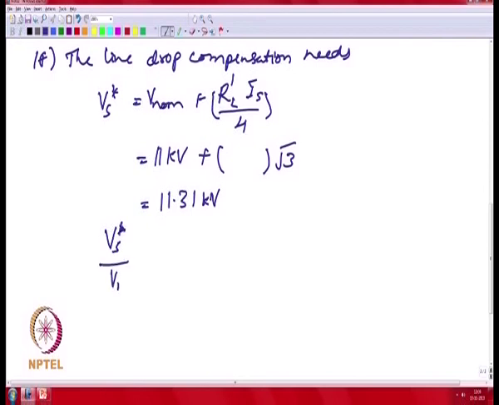So if you look at your Vs star by V norm, you get 1.028. So, again it is between 1.2 and 1.4, the closest being 1.2. It means that you need a boost of 1 tap because of the loading effect.